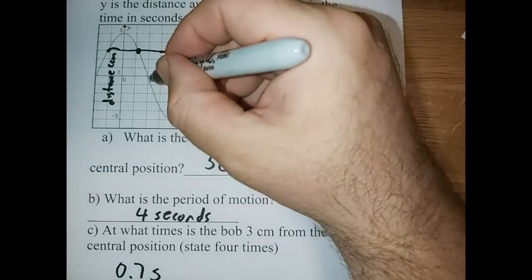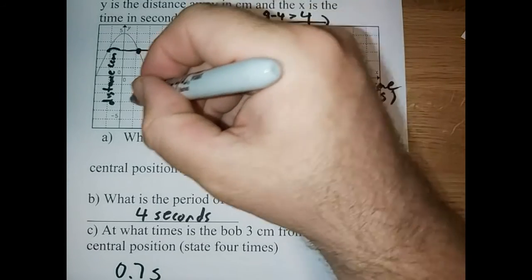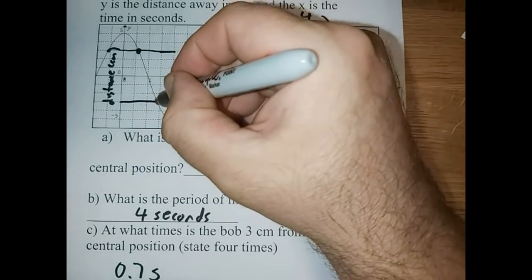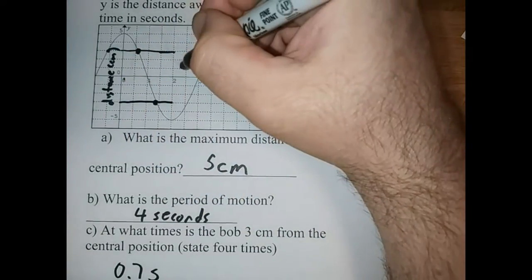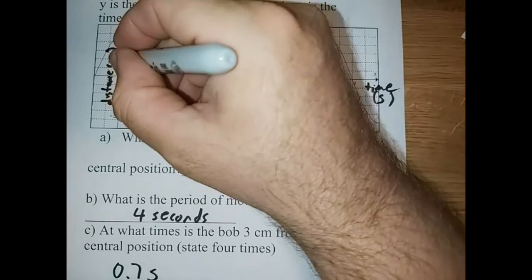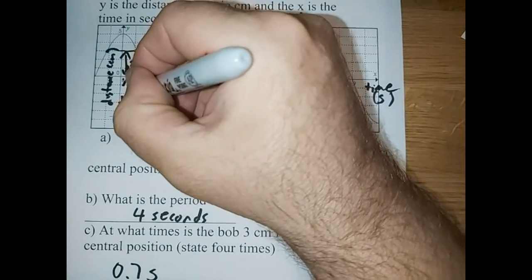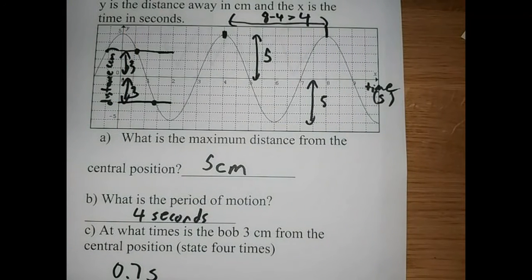Okay, now another time. Look, at the bottom, it's also 3 away from the center, down here. So another time is right there. That's the next time. So this is 3 away, but this down here is also 3 away. The top is 3 away, but at the bottom it's 3 away. So the next time it's 3 away, it passes the center, then it's 3 away down here.